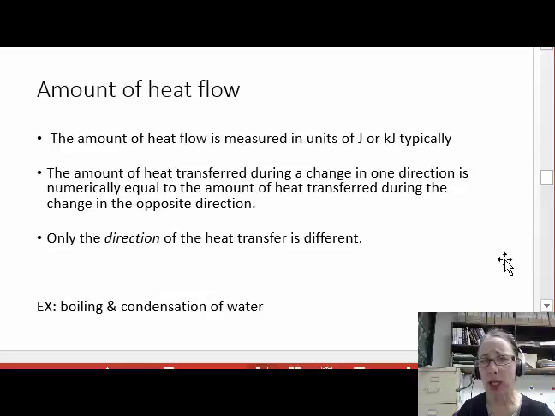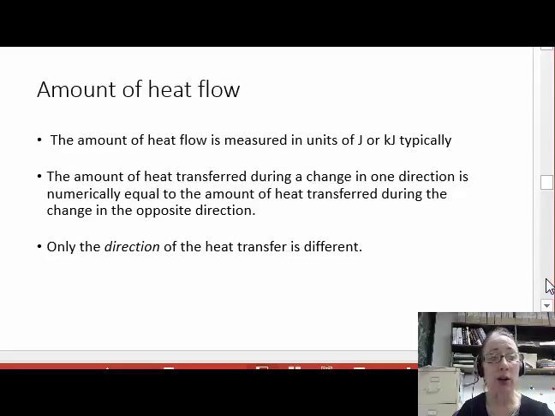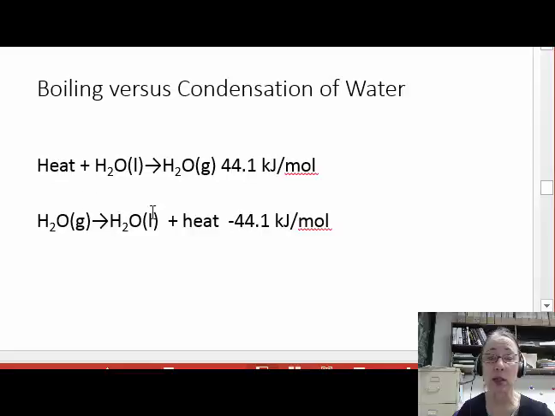Let's consider the boiling and condensation of water. These are opposite reactions. When water boils, it goes from the liquid state to the gas state and requires heat. When water condenses, it goes from the gas state to the liquid state and releases heat. The amount of heat required or released is the same for the same mass of water, but the directionality of the heat flow is different.